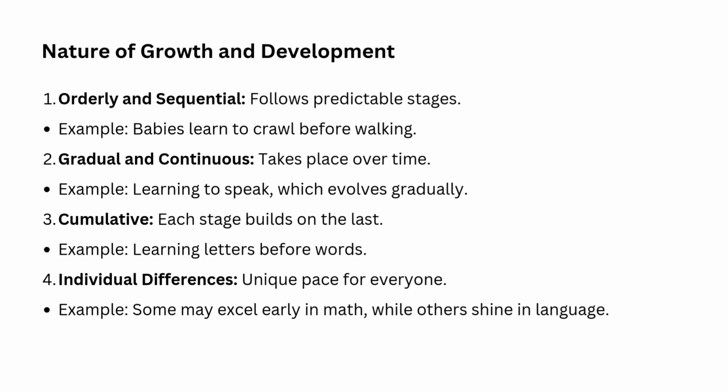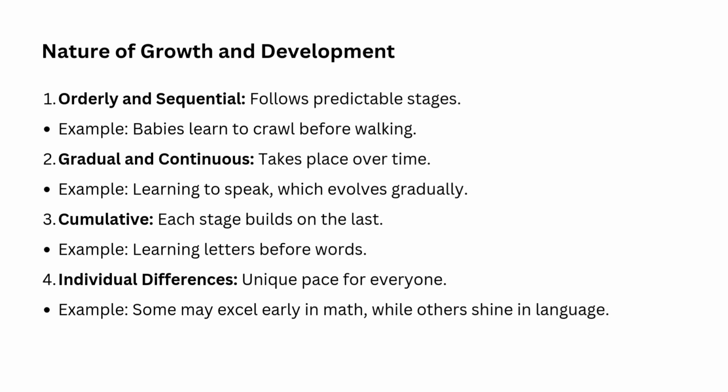Another important characteristic is cumulative. Each new stage builds upon the previous one. Development is layered, which means that an individual's experiences and abilities from earlier stages influence and support later growth. For example, a child learns numbers before they can perform addition and subtraction. Without that foundational knowledge, they would not be able to advance to more complex mathematics.